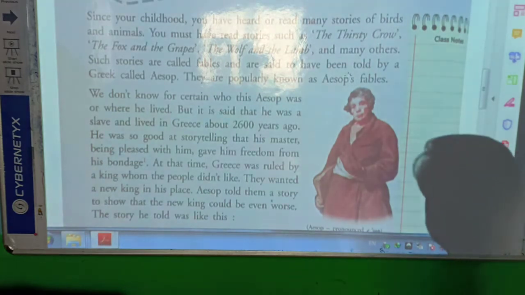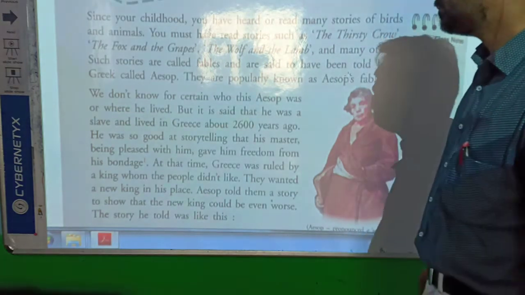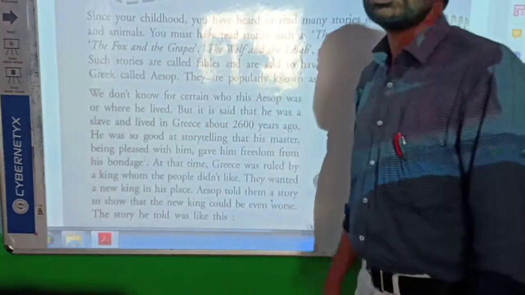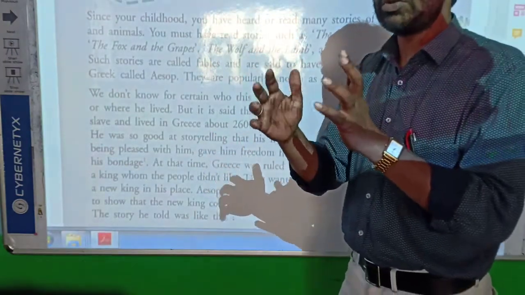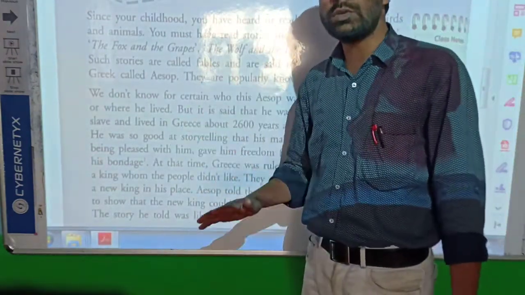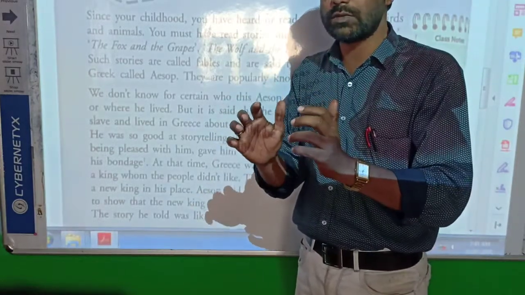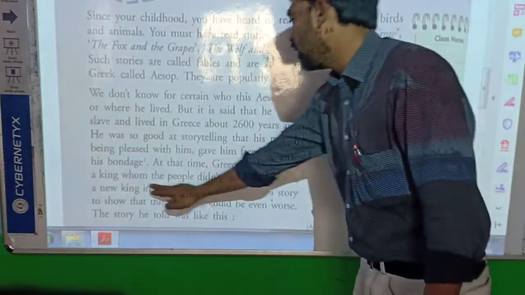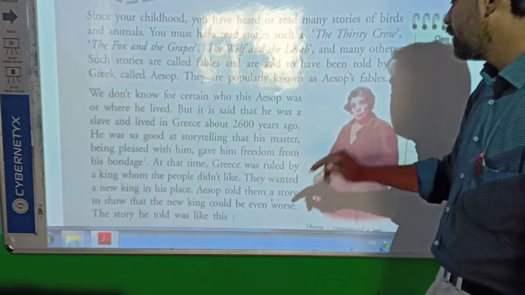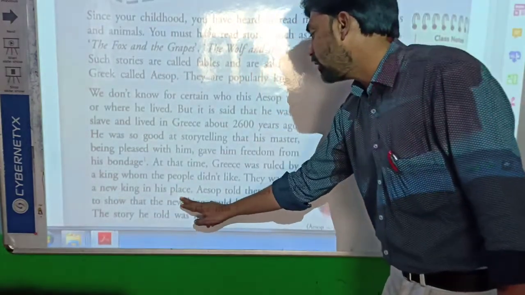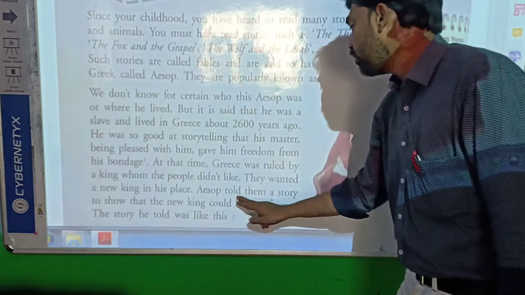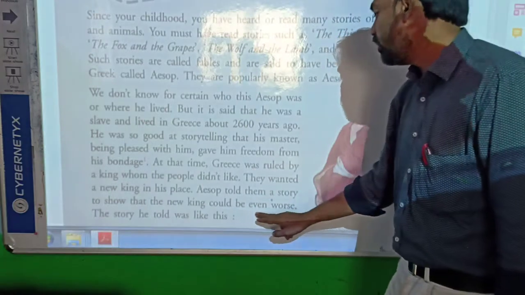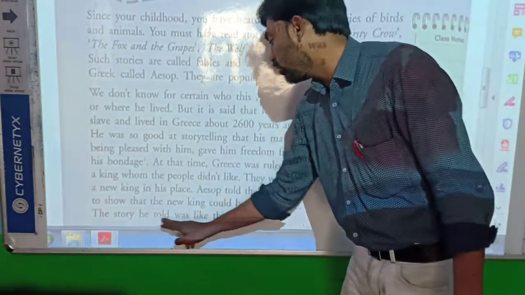Again, what is given here? Next, see. So there is one word, bondage. Bondage means the relation between two people, or we know that Aesop was a slave, so it was a bondage for Aesop. At that time Greece was ruled by a king whom the people didn't like. They wanted a new king in his place. Aesop told them a story to show that the new king could be even worse, and the story he told was like this.